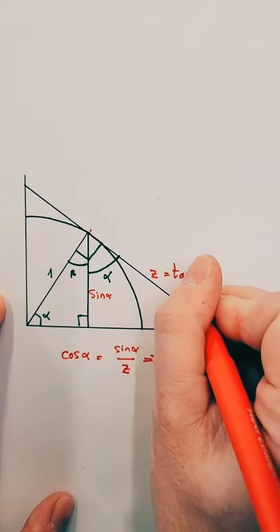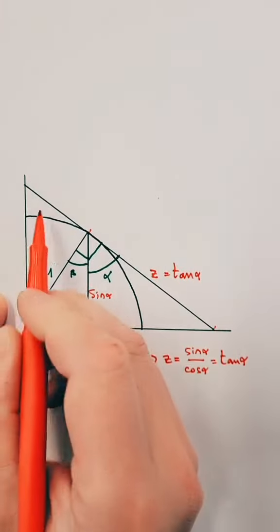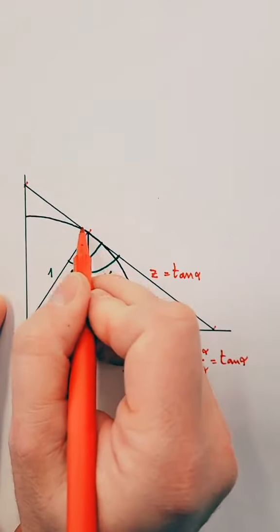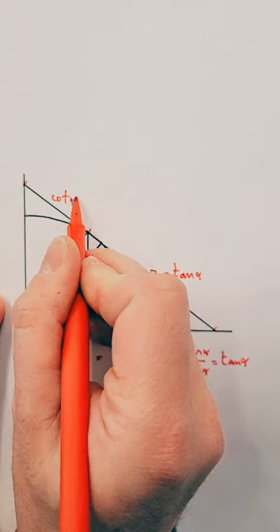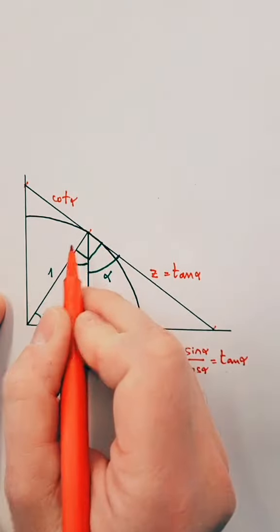And I'm going to leave it up to you to figure out why this length from here to here is the cotangent of alpha, and for that you can use this triangle here.